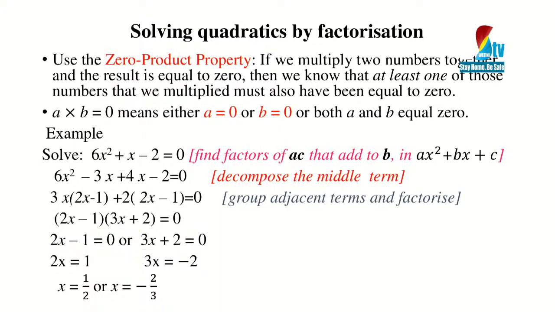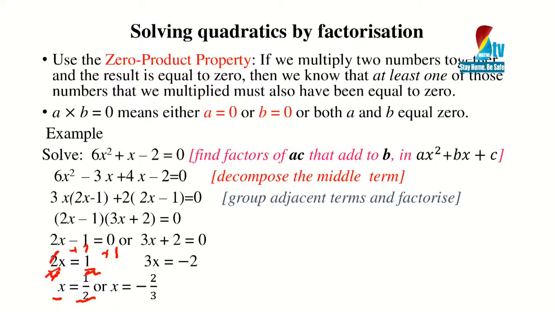When you solve the first one, we add 1 on both sides. We will be left with 2x on the left hand side and 1 on the right hand side. Then we divide by 2 on both sides. The 2 cancels the 2 here, and we are left with x. On the right hand side, we have 1 over 2.